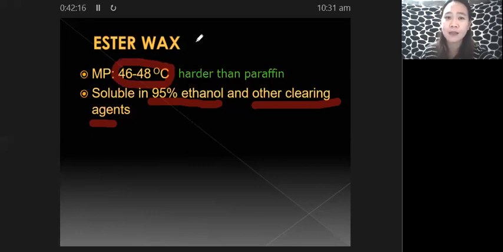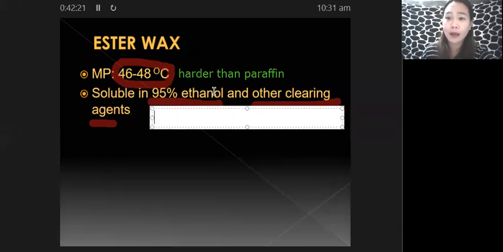That means from dehydration, you can already immerse your tissue sample next in your ester wax. No need to perform clearing. Remember, what is the purpose of your clearing? The purpose of your clearing is to remove your dehydrants, particularly your alcohol. Why? Because alcohol is not compatible with paraffin. That's why you perform clearing.